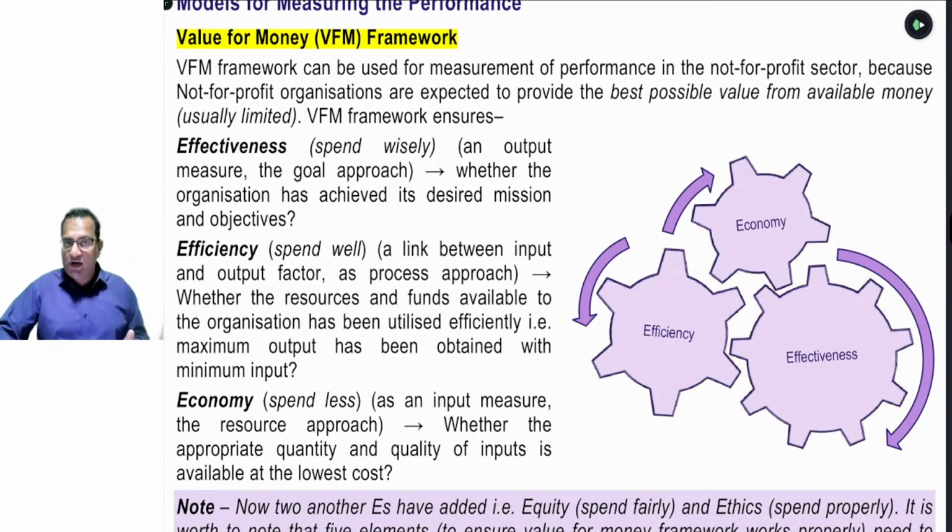Whatever resources you are having, whether in the form of fixed assets or money, whether you utilize those fixed assets or money with the minimum input and maximum output principle, है ना. ये हो गया आपका efficiency. Now the economy. Whatever resources you acquired, whether they are capital in nature or revenue in nature, it doesn't matter. Whether those resources have been spent in an economical manner or not.